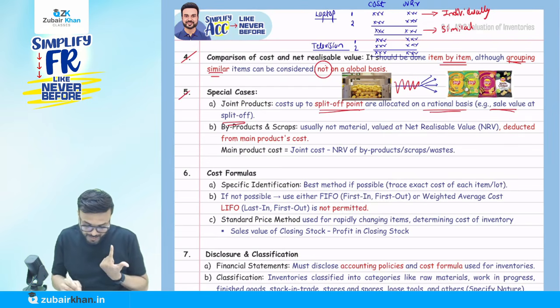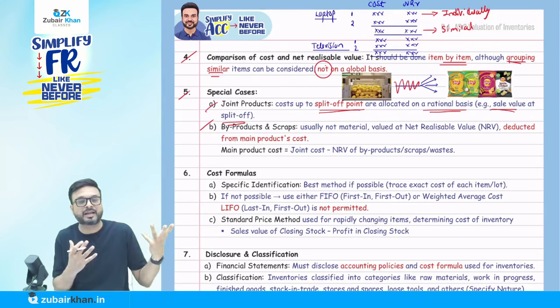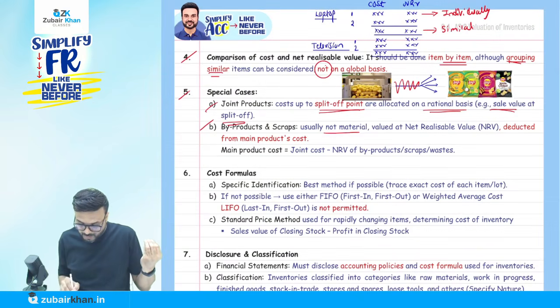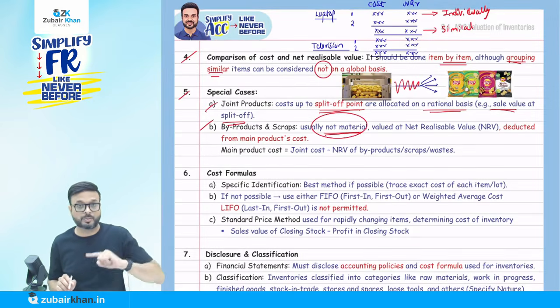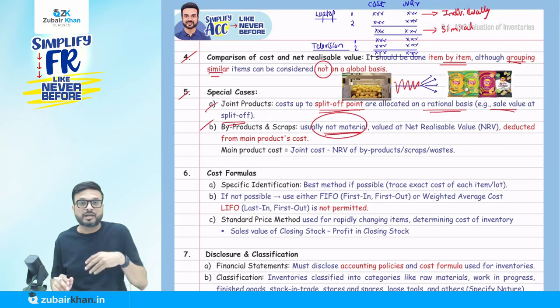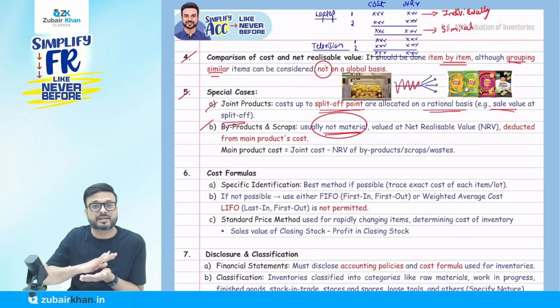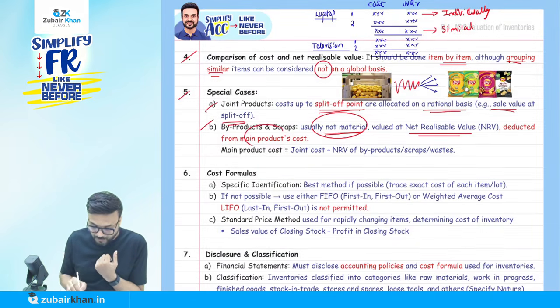Now, a byproduct is something which we don't want to manufacture, but it is produced during the process, and it is usually not material. Usually those are joint products, and the byproduct is not a joint product. A byproduct is like scrap. Generally we don't want to manufacture it, but if it happens, because it is generally not material, we do the valuation at NRV, and that NRV of the byproduct has to be deducted from the main product.